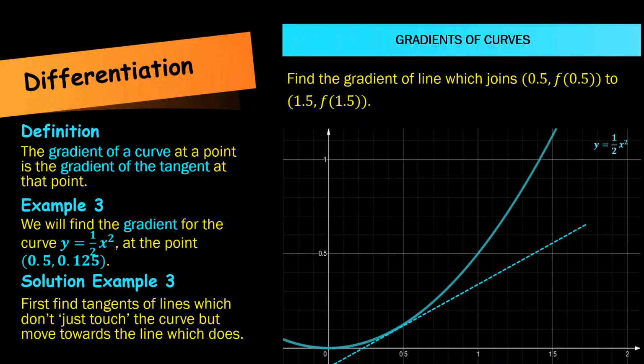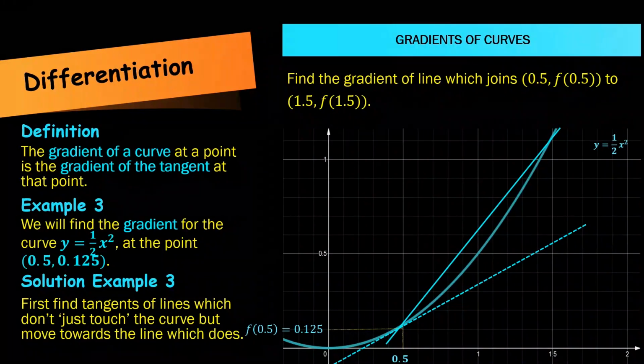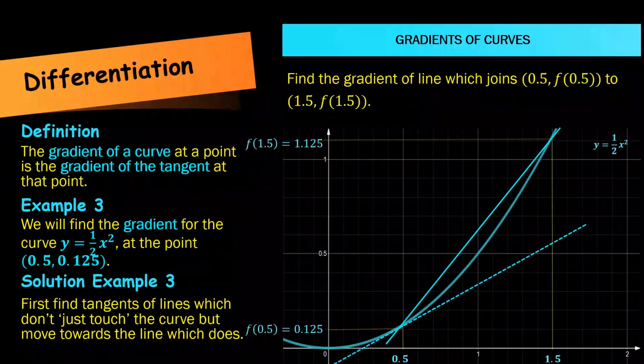So we're going to find the gradient of the line which joins 0.5, function of 0.5, to 1.5, function of 1.5. So here's 0.5 highlighted on the graph, and here's function of 0.5. And here's a line which doesn't just touch the curve, but is not too far off from touching the curve. It's 1.5, function of 1.5. Let's find the gradient.